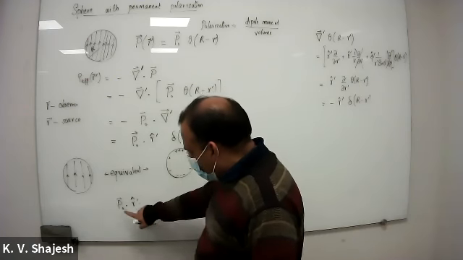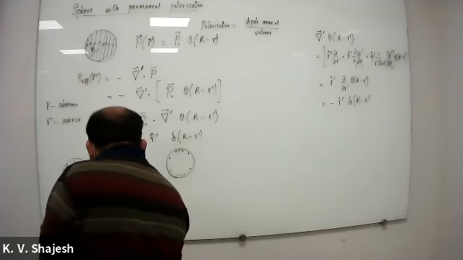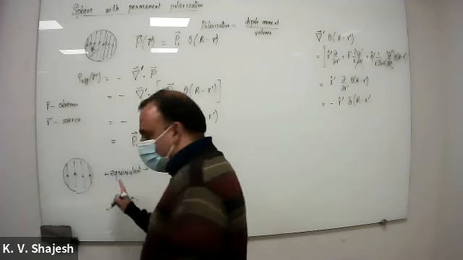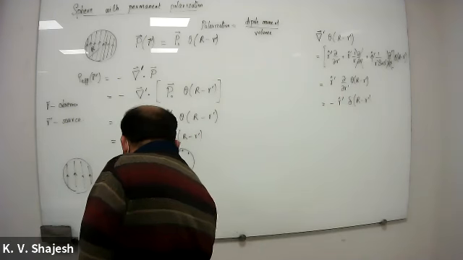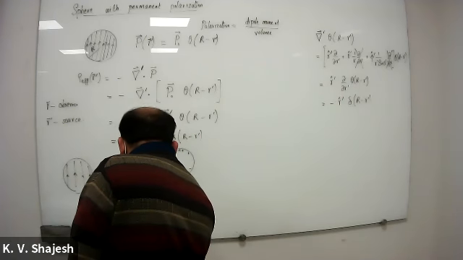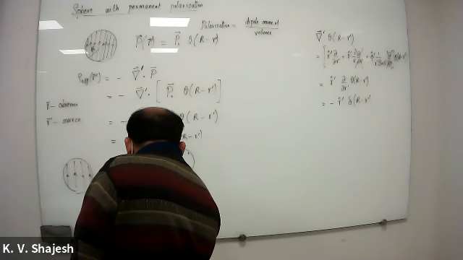Okay. So if this was in the z direction, this has a cosine theta dependence, right? So this is P naught cosine theta prime.